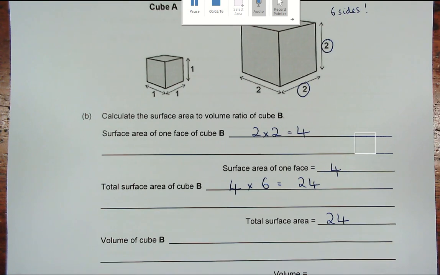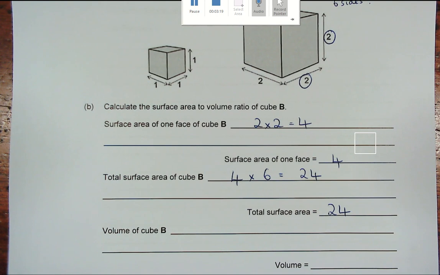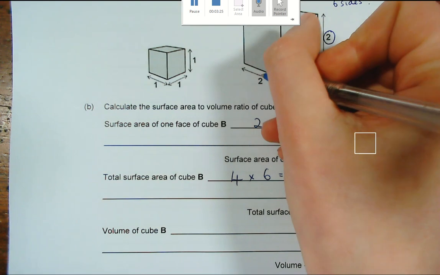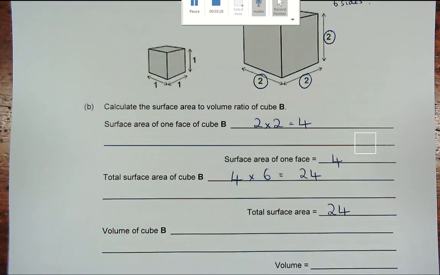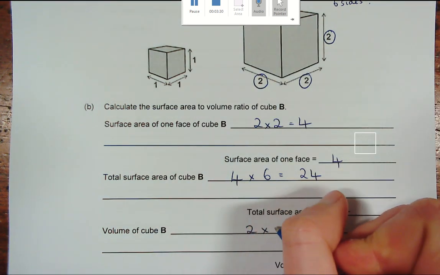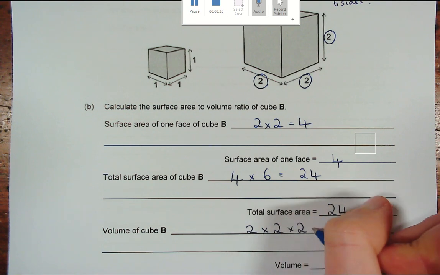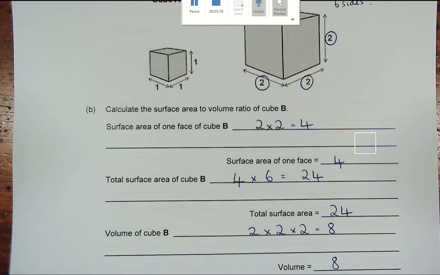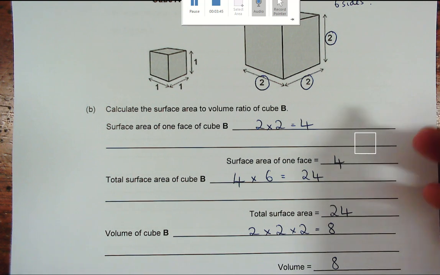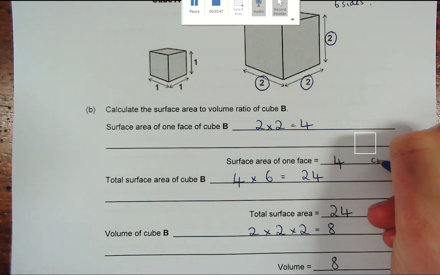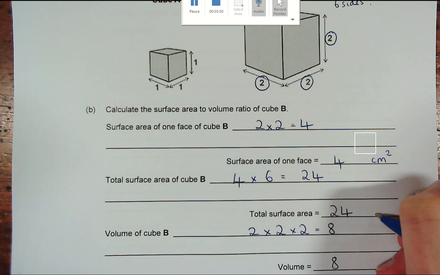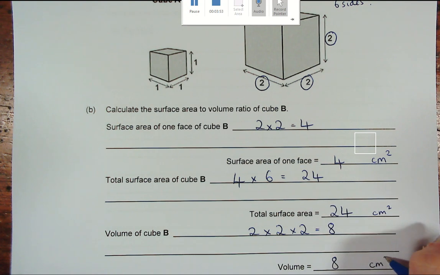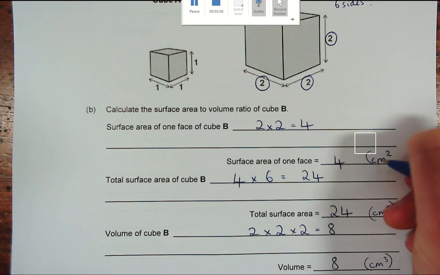Now, in our surface area to volume ratio, next we're going to need to calculate the volume. So this time we multiply the height by the base, but also by the depth of the cell. So 2 by 2 by 2, that gives me 8. Again, we haven't got units here. We don't get a mark for units in this question. However, if I was including units, it could be centimetres squared for area and centimetres cubed for volume, just a reminder.